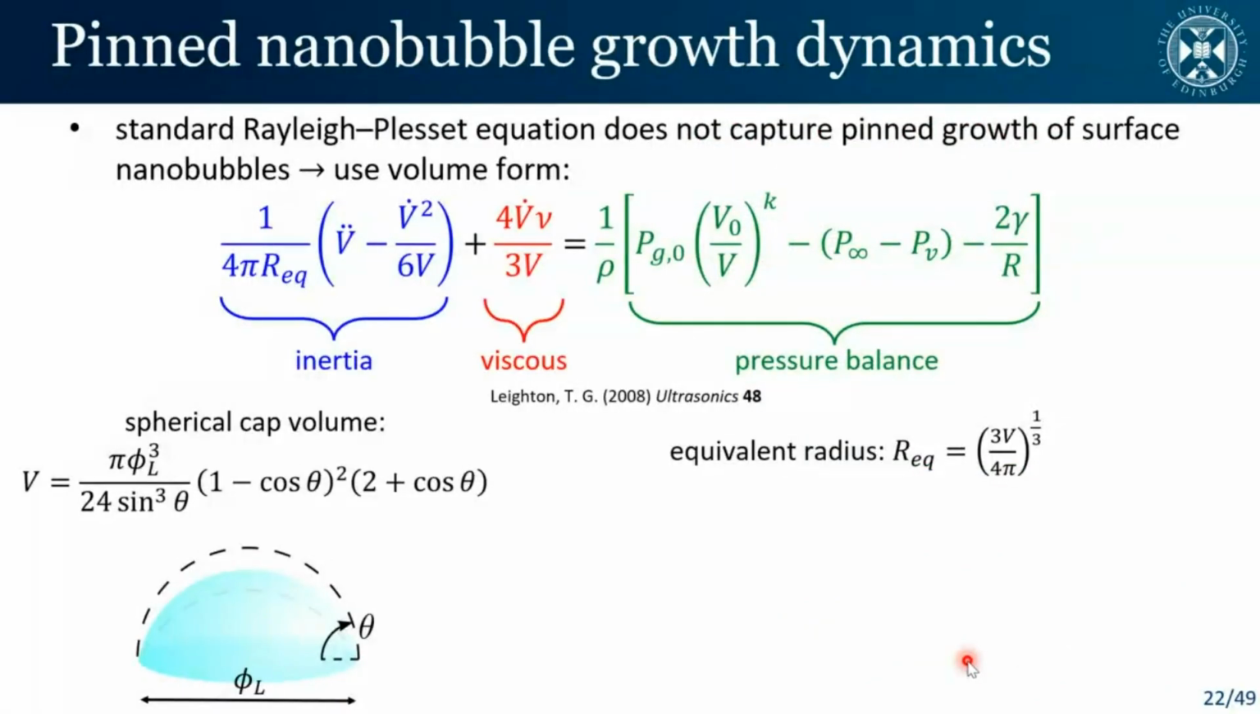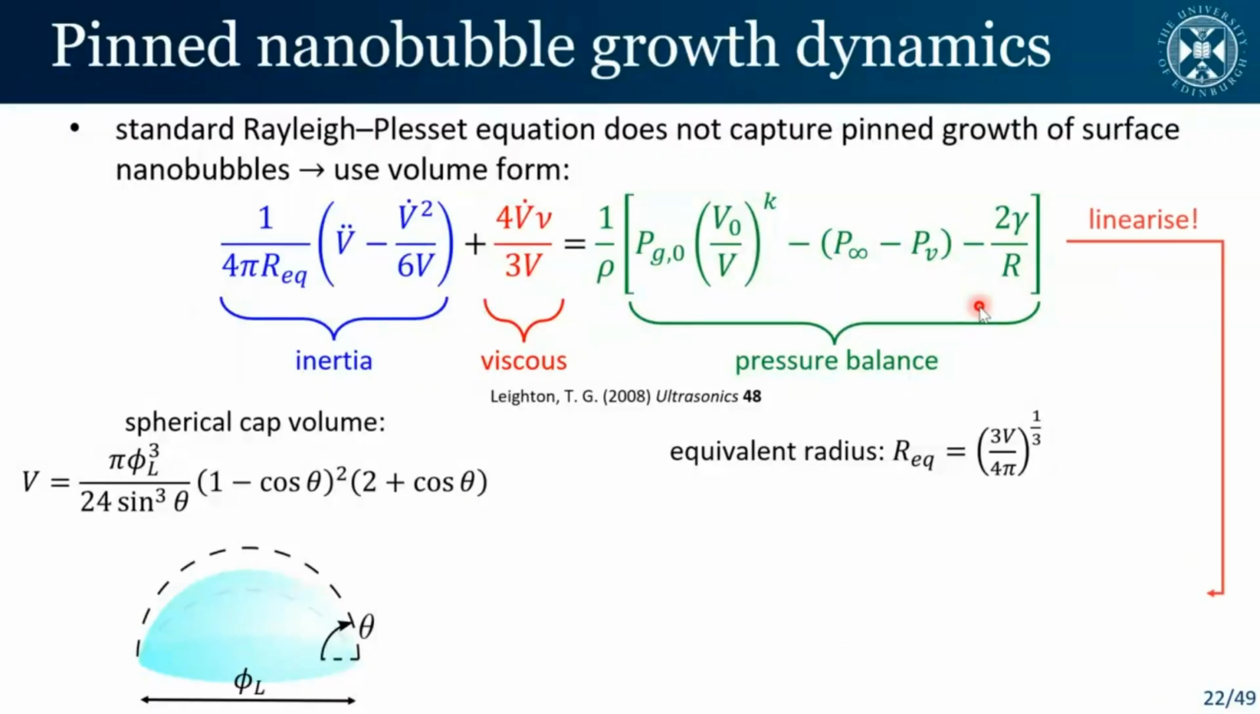So as we saw, the Blake threshold equation didn't capture the pinned growth of surface nanobubbles, and it's also unlikely that the Rayleigh-Plesset equation will as well, because it assumes a spherical bubble. So we took the Rayleigh-Plesset equation and transformed it into this volume form. So it's basically the same equation, but in terms of a volume coordinate instead of a radial coordinate. And then used the volume for a spherical cap, growing by this pinned method for the inertial and viscous terms. And then this pressure balance we just used from the same equation that we'd used in the previous work.